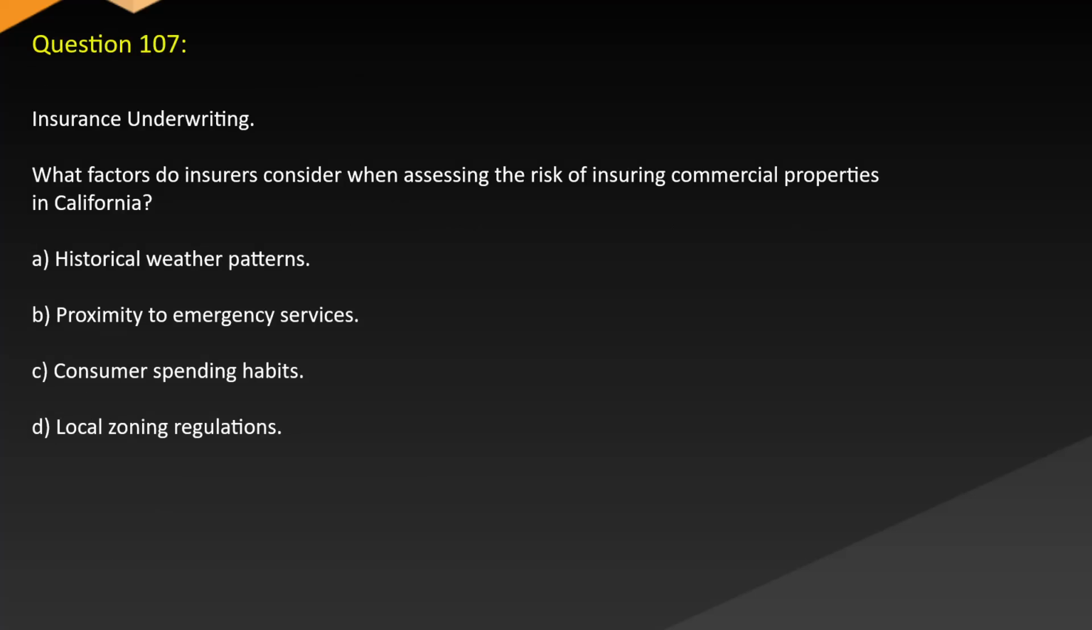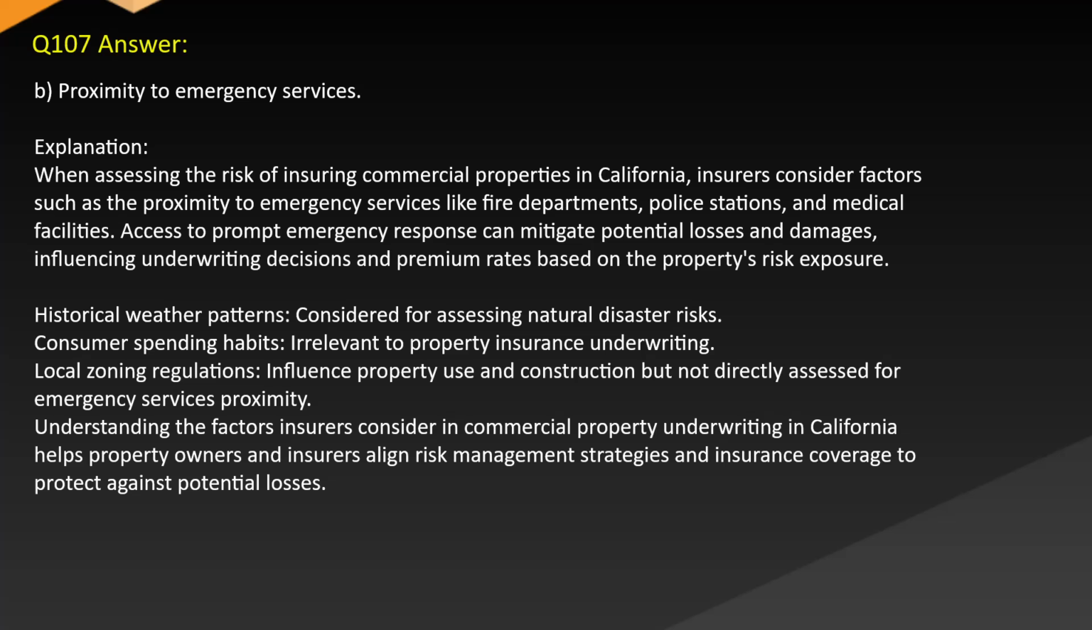Question 107. Insurance underwriting. What factors do insurers consider when assessing the risk of insuring commercial properties in California? A. Historical weather patterns. B. Proximity to emergency services. C. Consumer spending habits. D. Local zoning regulations. Answer. B. Proximity to emergency services.